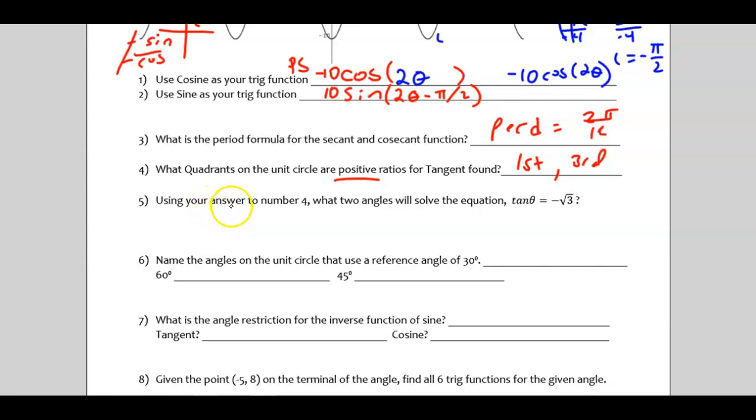Alright, it says using your answers of number 4, which two angles will solve to give you a tangent theta of negative radical 3. Alright, so first of all, we know that first and third are positive, but this is a negative tangent, so it won't be in the first and third quadrant.